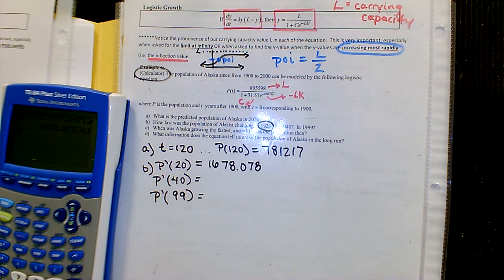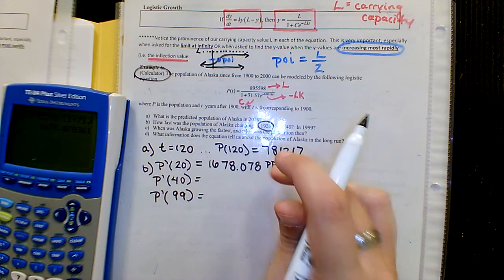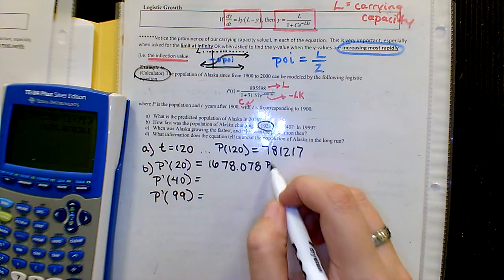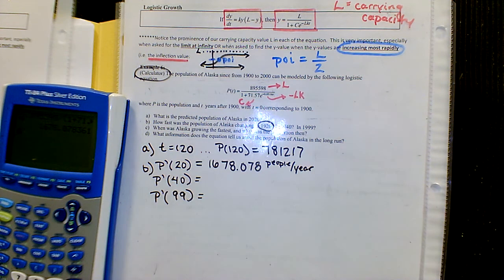Can we put the units on that value? Find how fast? Go ahead, Eric. People per year. If it's a rate, you need some type of per going on there. Miles per hour, feet per second, people per year, gallons per hour, something.